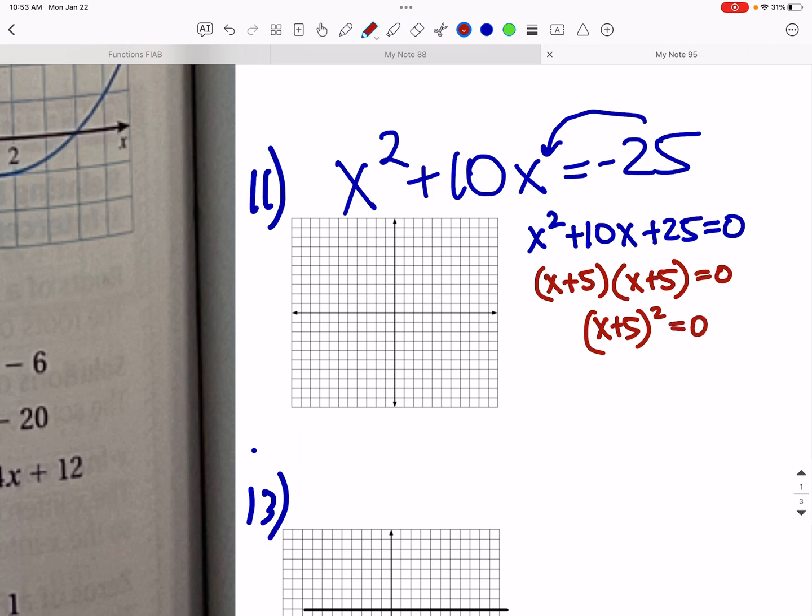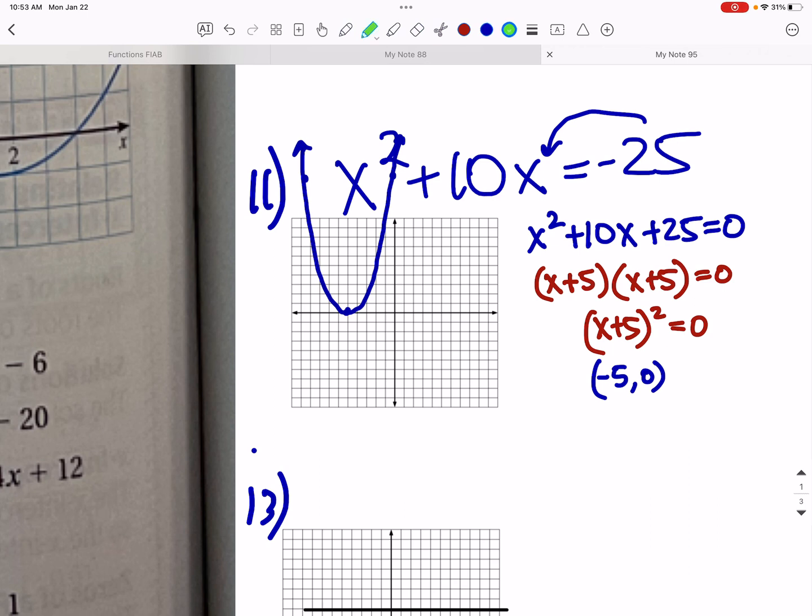So there's only one number again that makes this equal 0, and it's negative 5. If I plug in negative 5, I'll get 0. So negative 5, negative 1, 2, 3, 4, 5. Negative 5, 0. I know it goes up to 25, somewhere way up there. So this thing's gonna come down, perfectly touch there, and go back up all the way to 25.